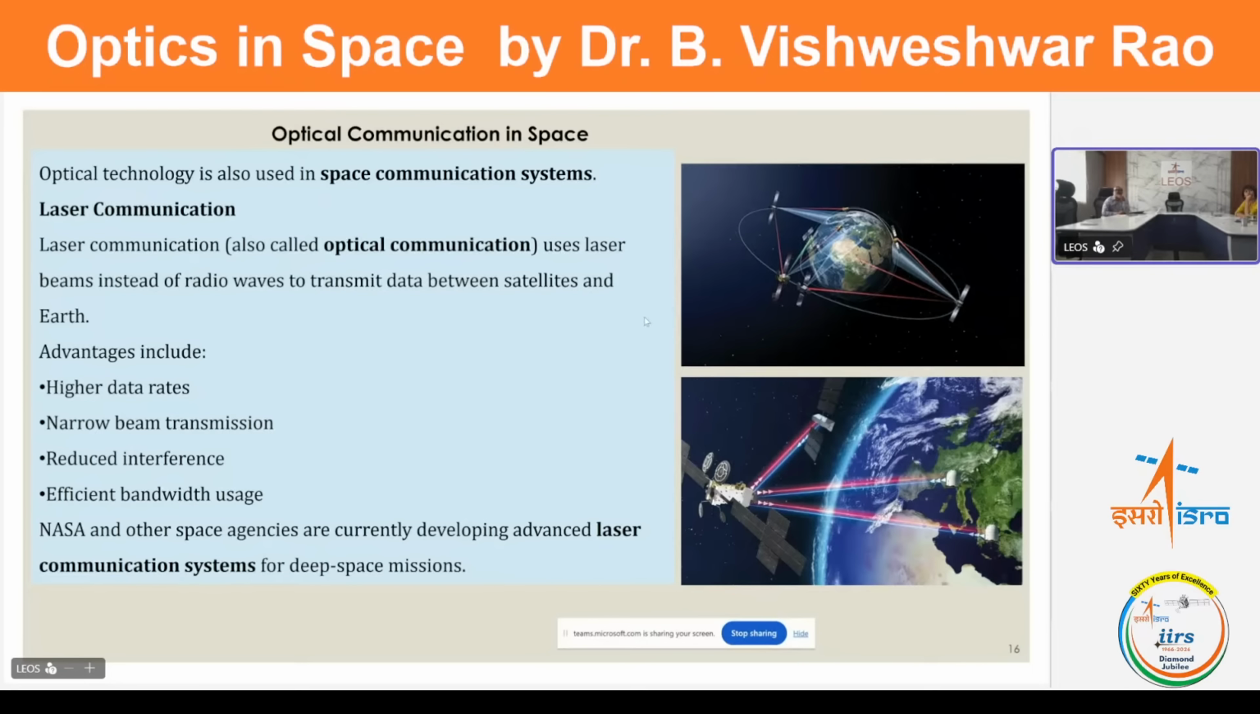This optical communication is faster, has reduced interference, and higher data rates can be obtained using it. NASA and other space agencies are currently using optical laser-based communication systems for deep space missions. Even ground-based optical communications are in place now. Presently, people have exchanged data from one terminal to another with higher data rates.